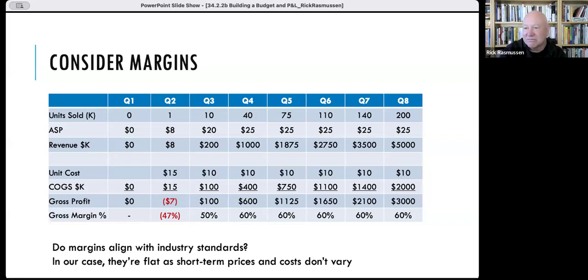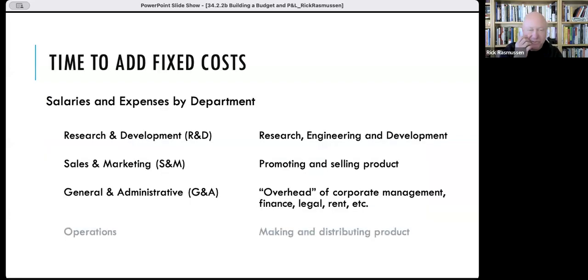And I have a margin. You don't have to put that there, but it's a margin. Cool. Fixed costs. Let's go through. Engineering, sales and marketing, and G&A.